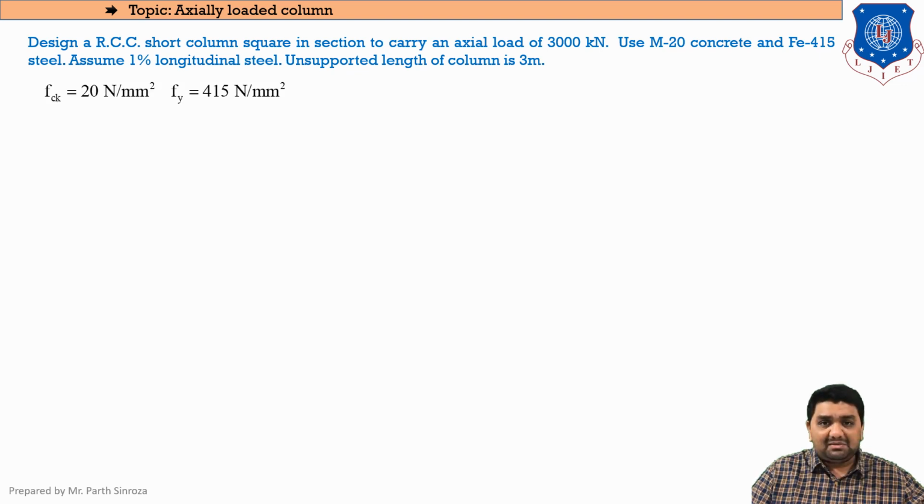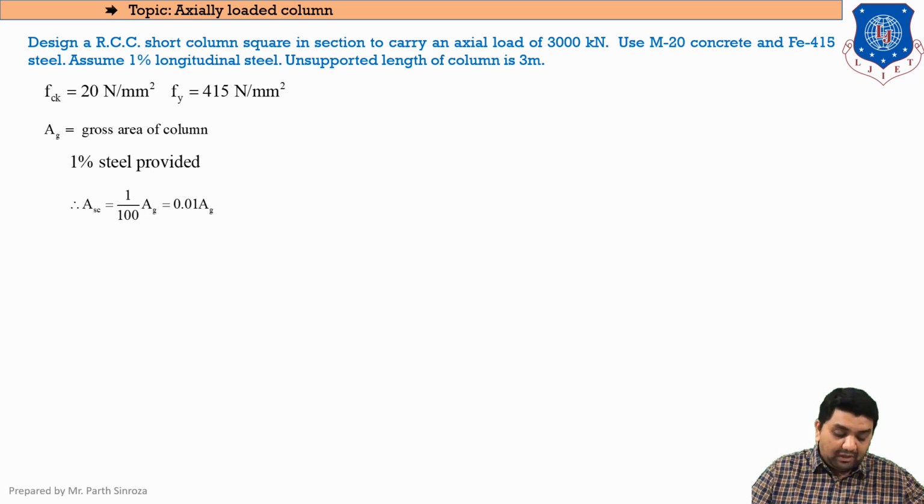So basically our first steps will be the same. The first thing will be to find the relation between AG and ASC. As we know, 1% of steel provided is given in the question. So ASC will be 0.01 AG, and from this equation we will always be calculating the term AC. So AC here comes out to be 0.99 AG.